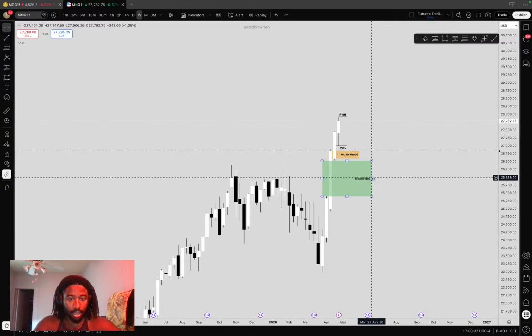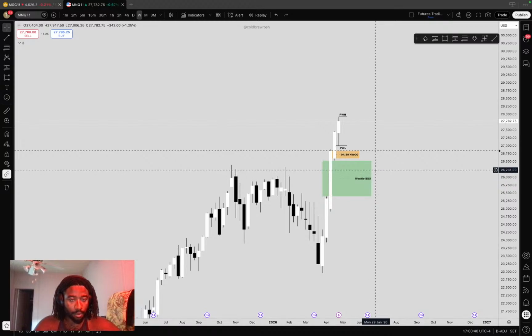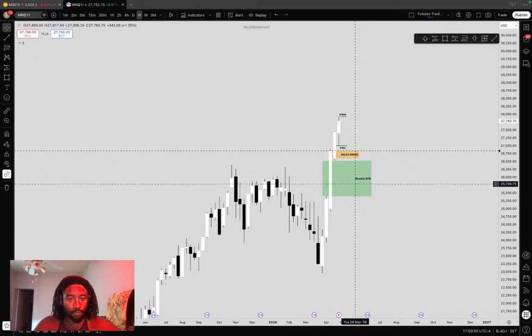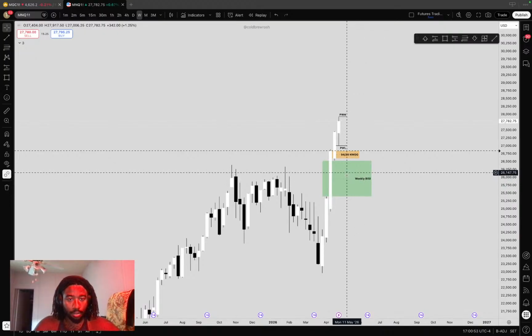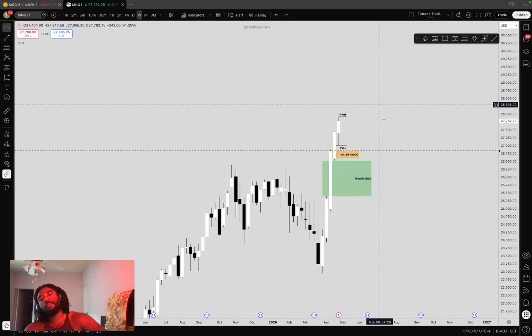Maybe not exactly at consequent encroachment, but this entire area, from 100% of the weekly BISI area to 50%, I'd want to see if we get a 15-minute market structure shift or a 15-minute inversion fair value gap of some sort to start punting upwards again.